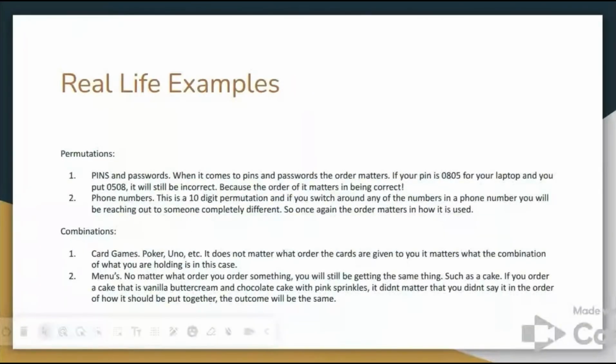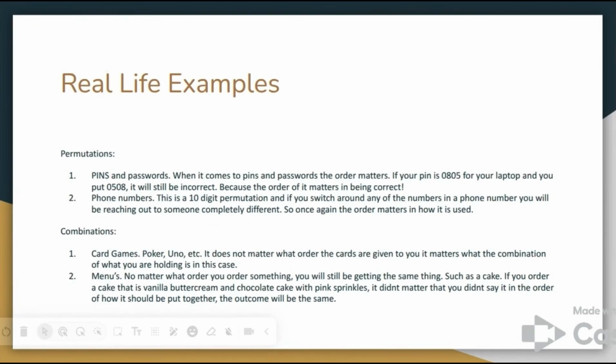So let's also discuss how permutations and combinations can be involved with real life examples. For permutations, the first one is going to be pins and passwords. When it comes to pins and passwords, the order matters. So what I have here is if your pin is 0805 for your laptop or your phone and you put 0508, it will still be incorrect because the order matters in how you're putting it in.